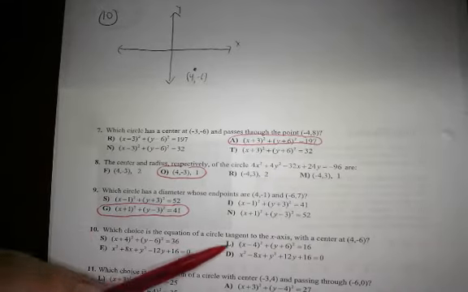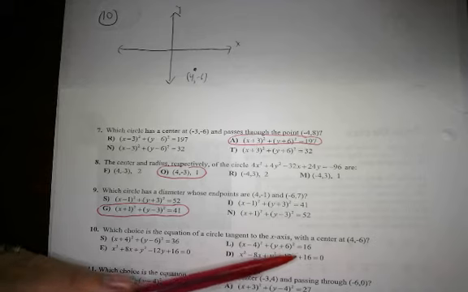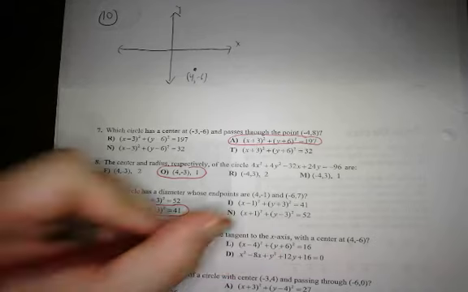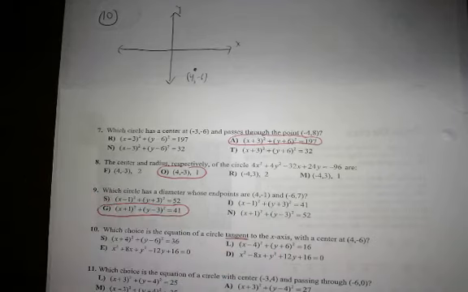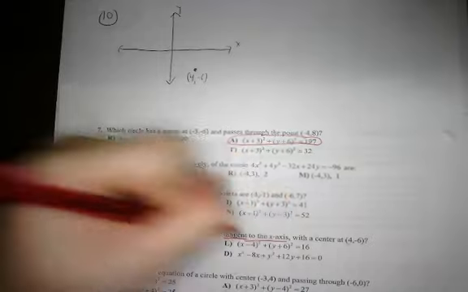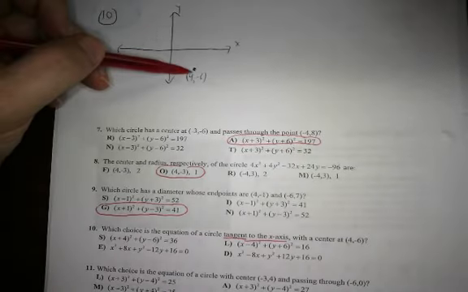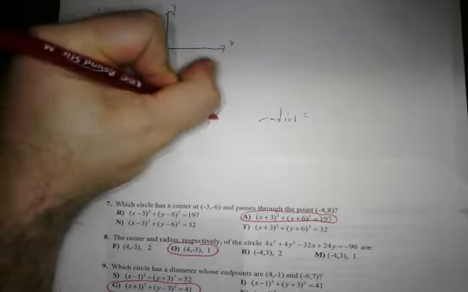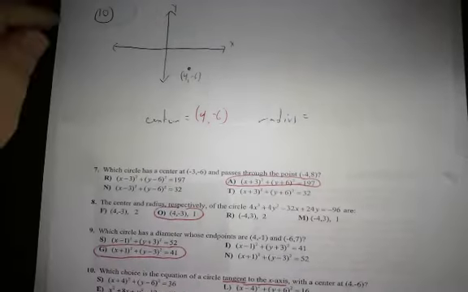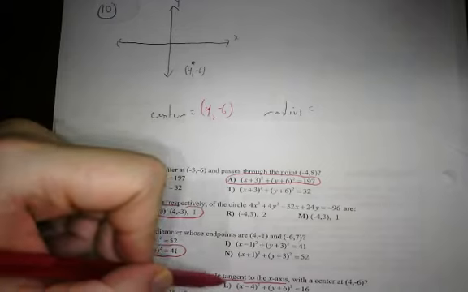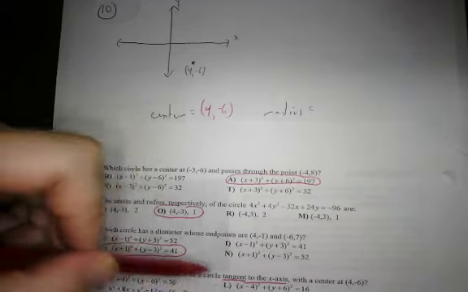Now, here's the deal with the next one. It says, let me scroll up. 10. Which choice is the equation of a circle tangent to the x-axis whose center is at 4, -6? So I want to deal with the idea of tangent to the x-axis. So the first thing I did is I drew a quick sketch of my coordinate plane, plotted the center, so I know the center, okay, is 4, -6.